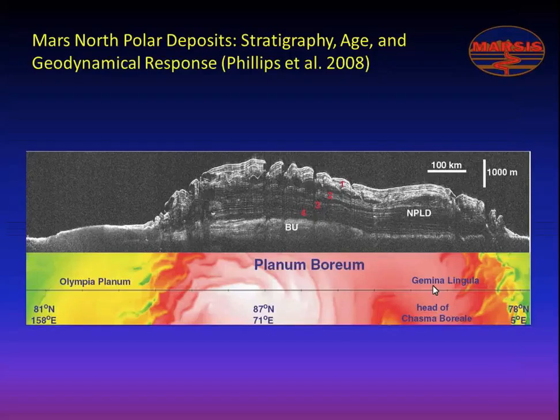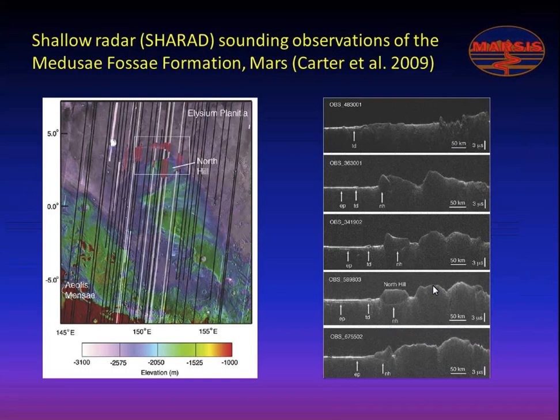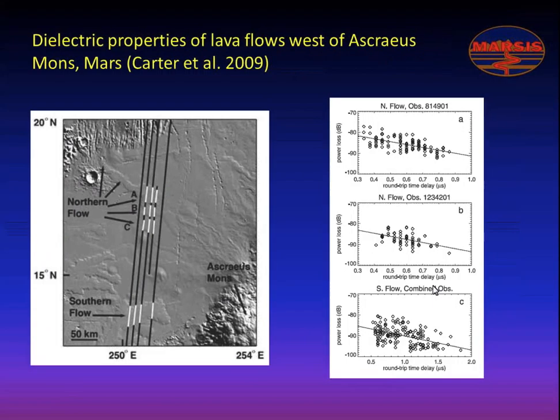Because if you cannot measure the flexure here, it means that the crust must have a certain rigidity, and if you know the age of this deposit, you can infer how thick it has to be to support such weight without flexing.